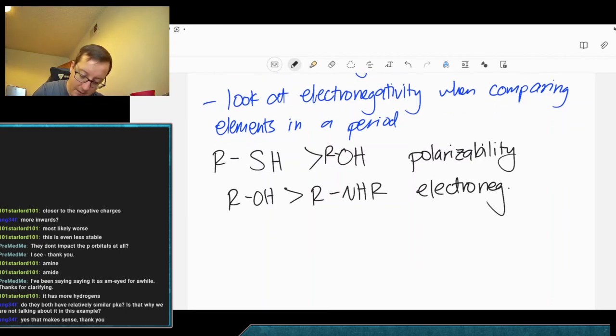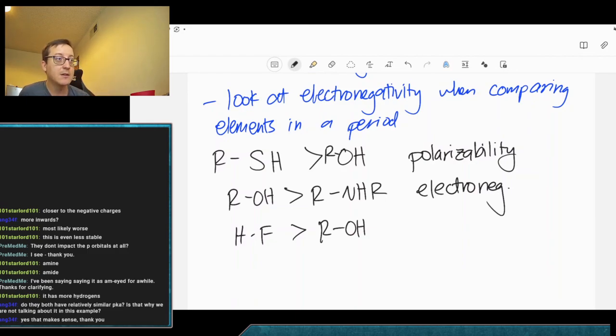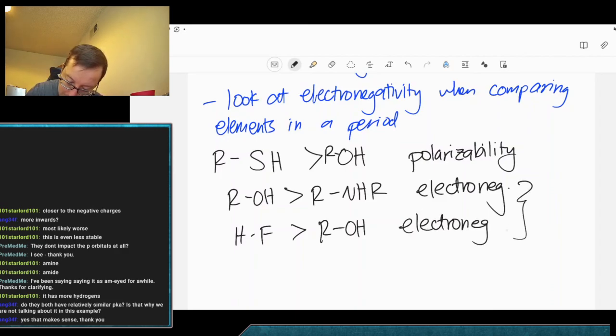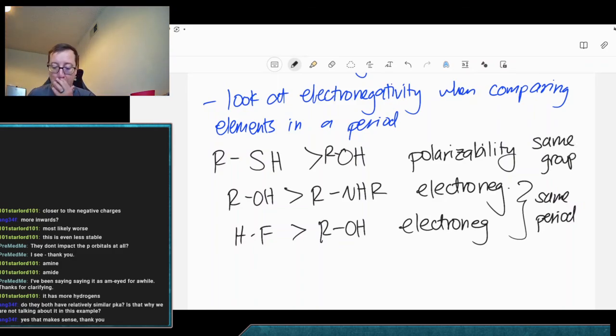So notice again, HF, same period as oxygen, is going to have a much more acidic hydrogen, right? pKa of like 3 or so, versus the 15 of this. So this is also electronegativity because these are the same period. But this is the same group. So remember, group is vertical on the periodic table, period is the same row.